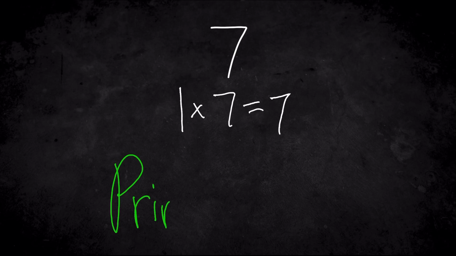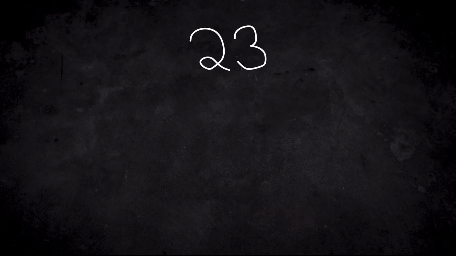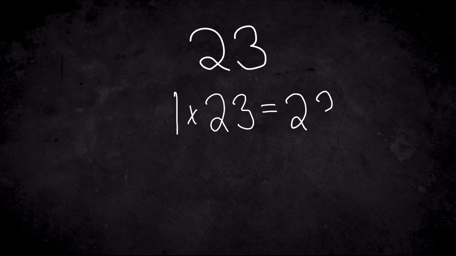Then next we have 7. 1 times 7 equals 7. So that's two factors there. But other than 1 and 7, 7 has no other factors. So that means that this is a prime number. And then we have 23. Now 1 times 23 again equals 23. Since there are no other factors of 23 other than 1 and 23, this would be considered a prime number.